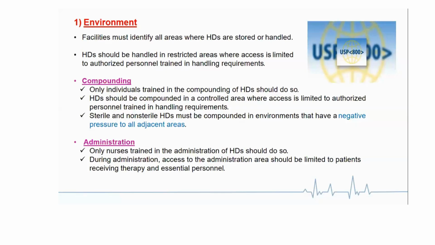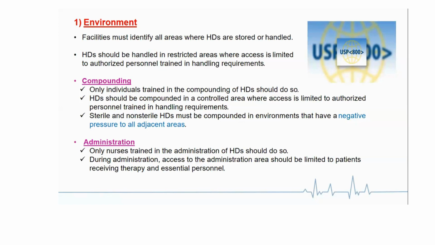United States Pharmacopoeia Chapter 800 provides standards for the safe handling of hazardous medication, from the transport and the storage to the preparation and administration, in order to decrease the risk of exposure to healthcare providers, patients, and the environment.